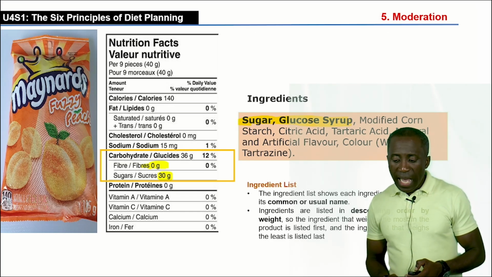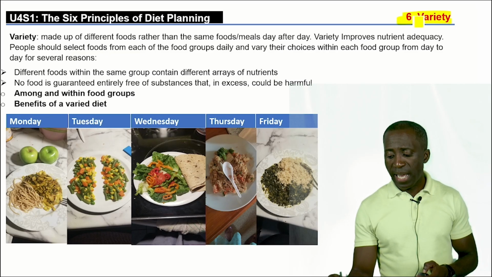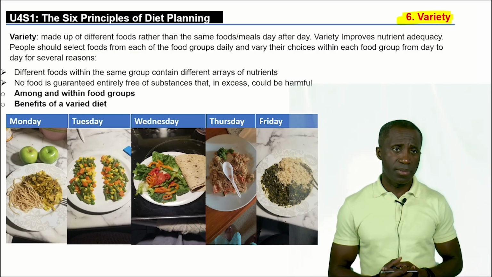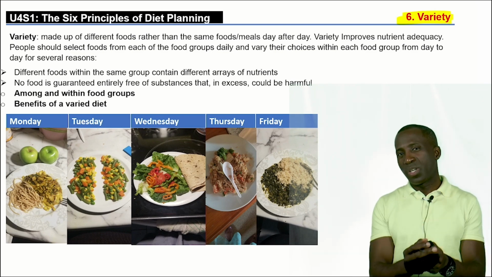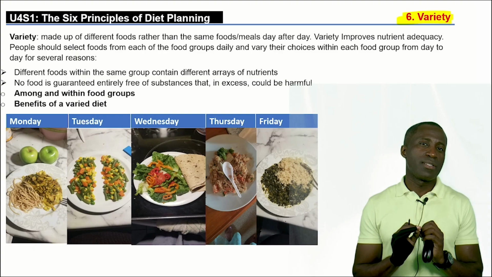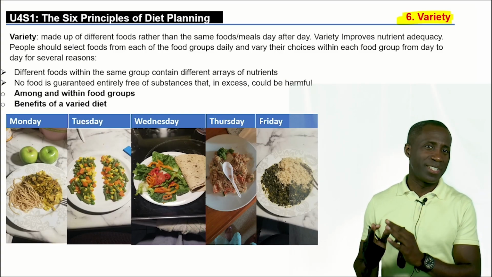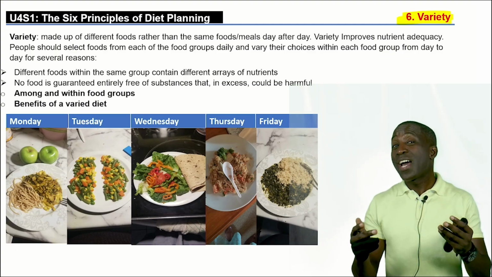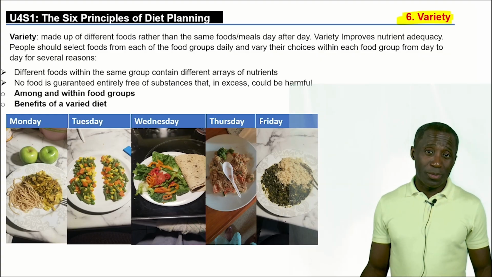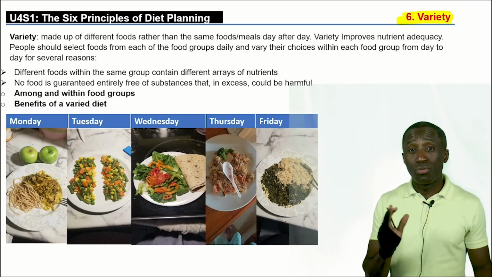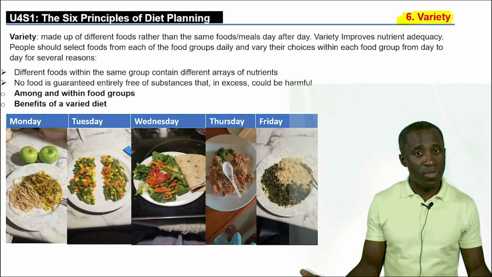Okay? So now let's look at, in my opinion, the most important principle in dietary planning, the last one that we call variety. What does it mean? Very simple. Variety simply means that you should eat different kinds of food every day. In other words, if you eat banana today, you don't want to eat it tomorrow. You want to eat another fruit. If you eat broccoli today, you want to eat something different than broccoli the next day.